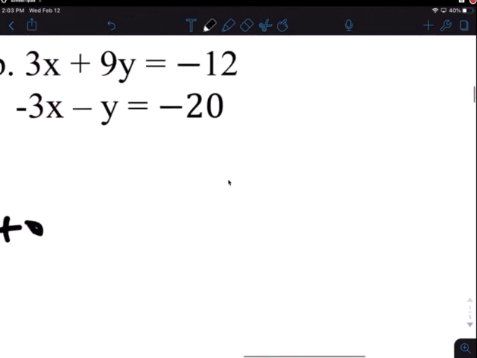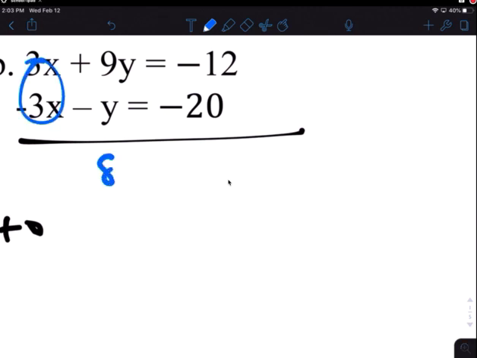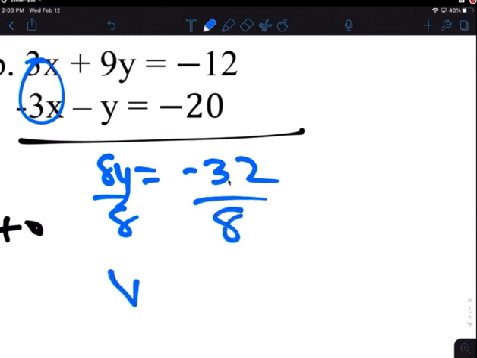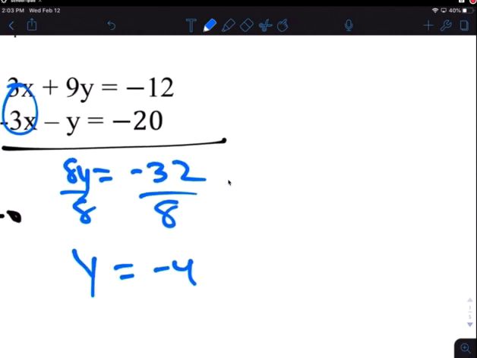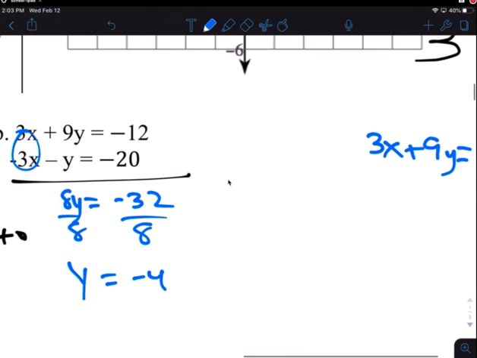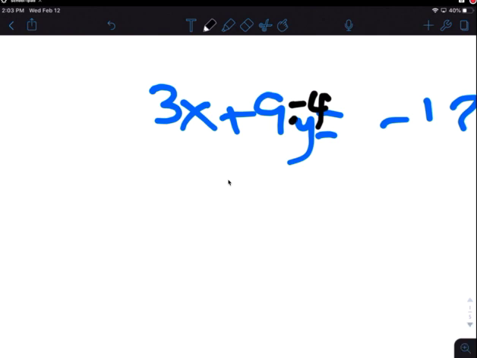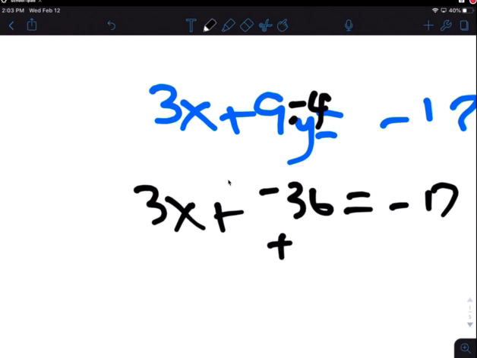Here you notice you can eliminate the x because that's equal to 0. You get 8y equals negative 32. Divide by 8. Y equals negative 4. Okay, you save one of them. I'll save 3x plus 9y equals negative 12. And here y is negative 4. So on y you put negative 4 here. That's negative 36. 3x plus 17, add 36.